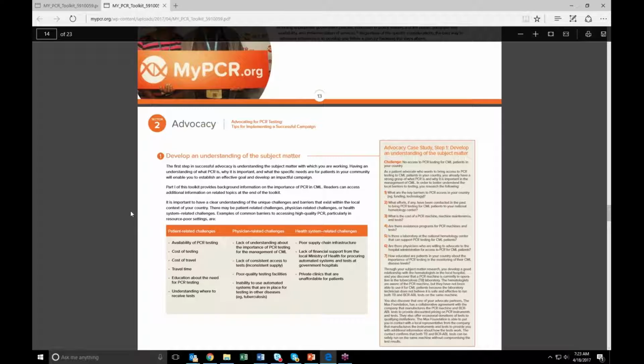And we felt it was important just to flag up some common challenges, but also encourage those who are planning their PCR campaign to really understand the situation in their own reality. And we also provided a case study to provide an example of how important it is to understand the subject matter when you are advocating.